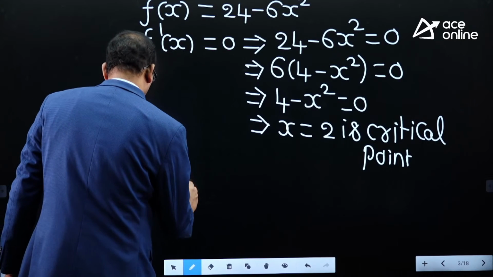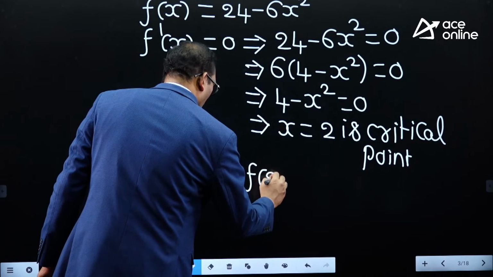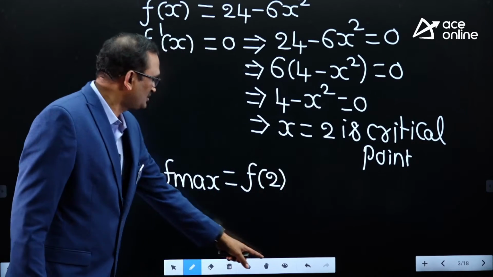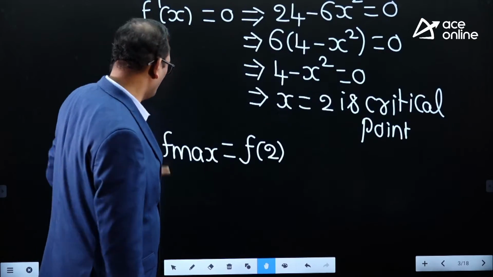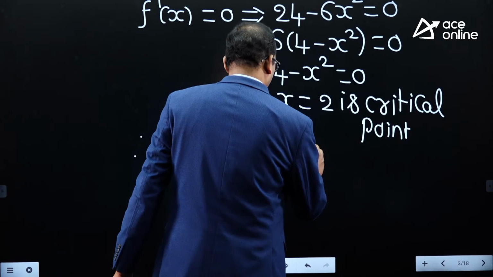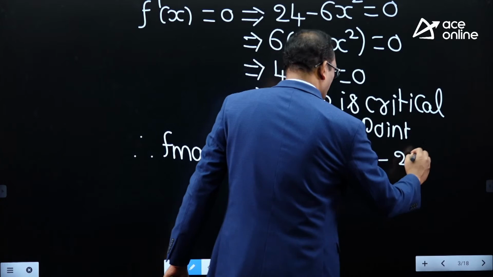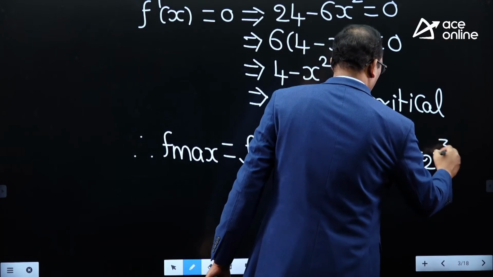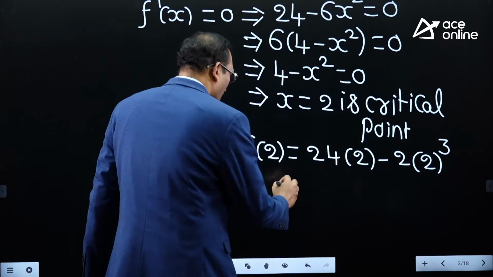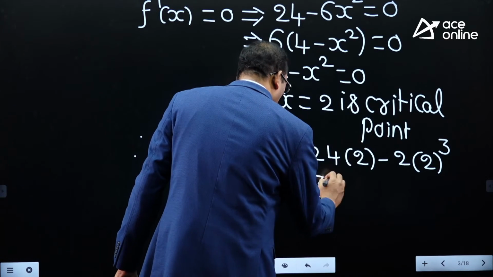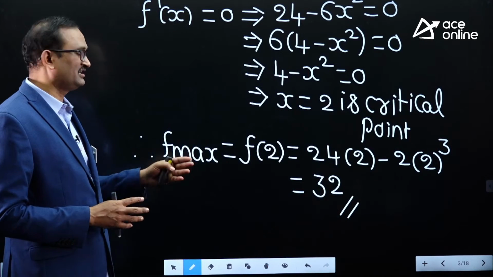Therefore, f max equals, substitute the critical point in the given function. What is the given function? 24x minus 2x cube. 24 into x value 2, minus 2 into 2 cube. This is 48 minus 16. 48 minus 16, how much? That would be 32. Therefore, the maximum area of the rectangle is 32.